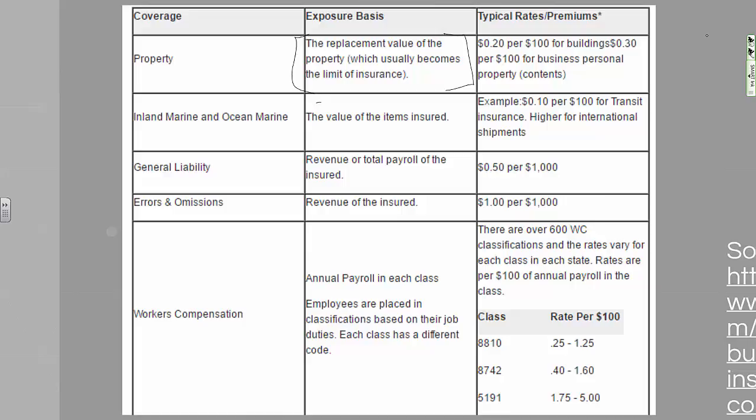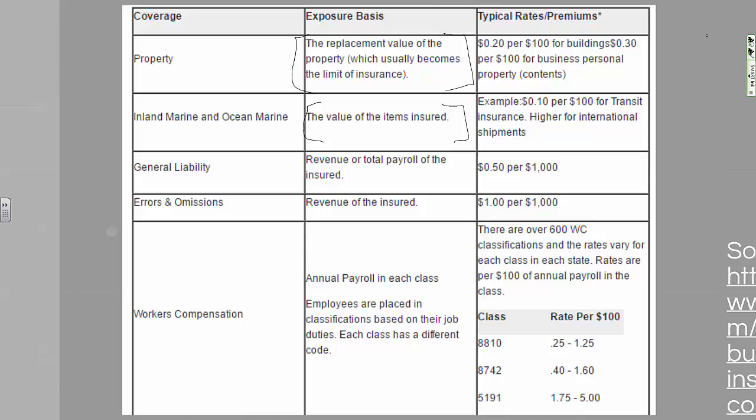Similarly, with inland marine, the exposure basis is the value of items insured. With liability, the exposure basis generally becomes a bit more complicated. With any property coverages and inland marine and ocean marine, the exposure is limited to the value of the property being insured. But as we know, since liability is third-party coverage, the exposure basis is really not limited. It's dictated by the amount of damage you cause to other people's property or bodily injury by your own negligence.